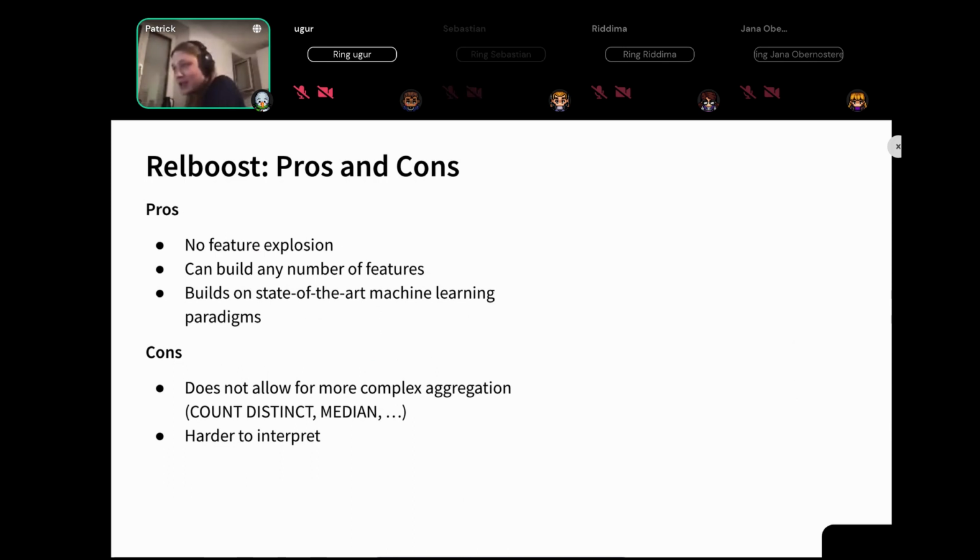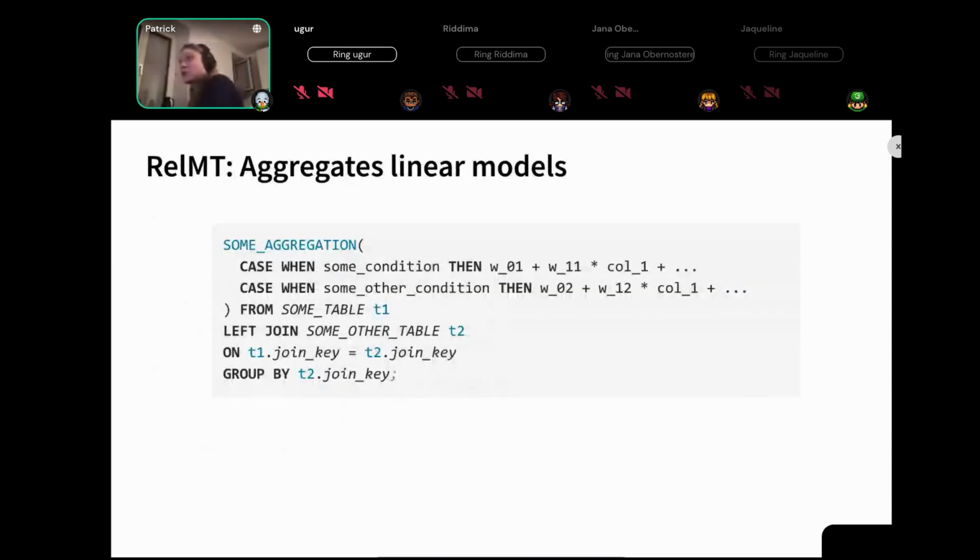And the next thing is it is harder to interpret because the features are going to be pretty far away from something that you would build by hand. Okay, there's one more algorithm that I want to share with you. And this actually extends RealBoost in a way, and it's called ReLMT. ReLMT is short for a relational model tree. And first of all, I have to explain to you what a model tree is.